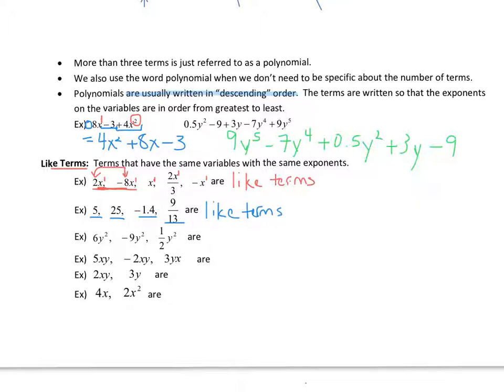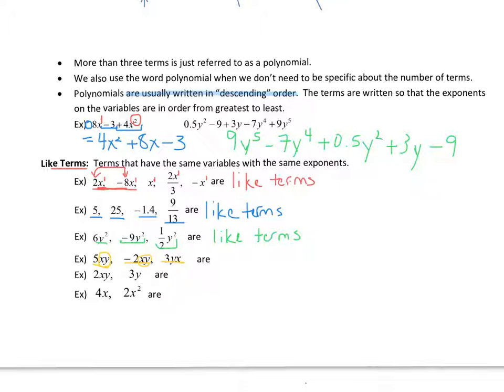The next one, we have a y squared, 6 of them in fact. We've got negative 9y squared. We have a half of a y squared. The variable parts are all the same, so those are like terms. Now the next one, we have a 5xy, so the variable part is xy, a minus 2xy, variable part is xy, and then a 3yx.